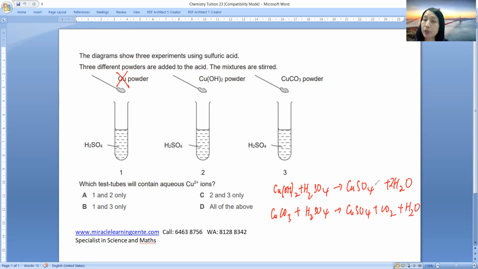Okay, so when you're preparing a salt like copper sulfate, you cannot use copper and sulfuric acid, but you can use copper hydroxide and sulfuric acid, or you can also use copper carbonate and sulfuric acid.